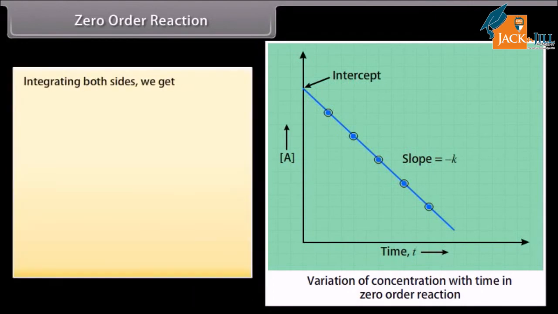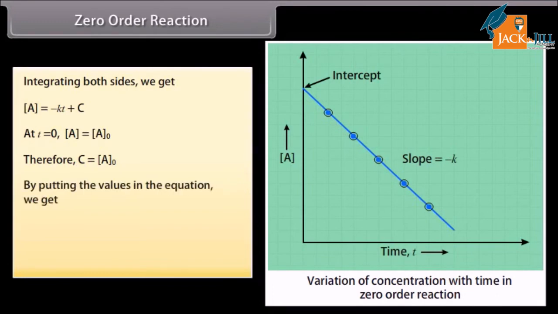Integrating both sides, we get A is equal to minus kt plus C. At t is equal to 0, A is equal to A naught. Therefore, C is equal to A naught. By putting the values in the equation, we get A is equal to minus kt plus A naught. Or it can be written as k is equal to 1 upon t multiplied by A naught minus A.